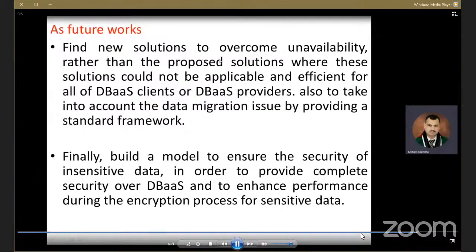As future work, we will find new solutions to overcome unavailability other than the proposed solutions, as these solutions might not be applicable and efficient for all database service clients or database service providers. Also, we will take into account the data migration issue by providing a standard framework. Finally, we will build a model to ensure the security of insensitive data in order to provide complete security of our database services and to enhance performance during the encryption process for sensitive data. That's all for our work. Thank you for listening.